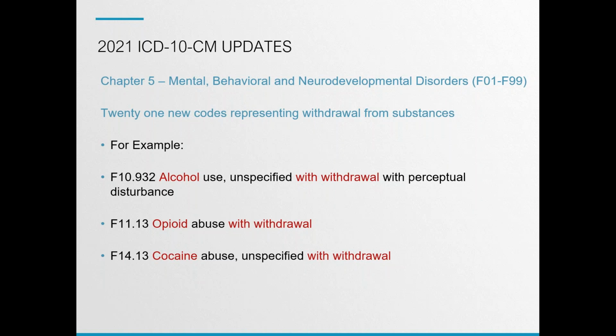Moving on to Chapter 5. This chapter contains 21 new codes, and they describe withdrawal from substances, including alcohol, cocaine, and opioids. Listed on this slide are some examples. You'll find many of these new codes throughout the chapter, and they're also included in your handout. All of the ICD-10-CM codes for this particular chapter will be in there.